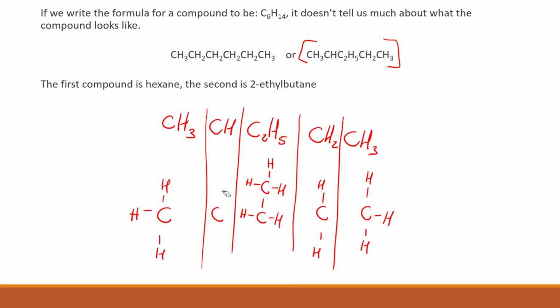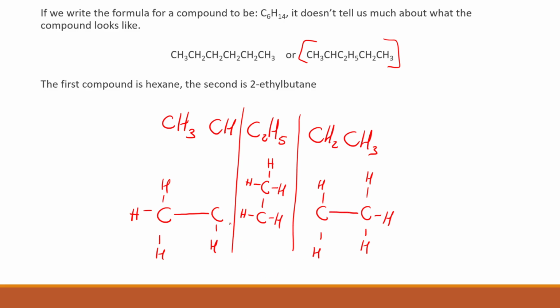Here, it's a little bit more complicated. Now, if I want to connect these pieces to each other, I can connect this, that makes sense. I can connect this, that makes sense.